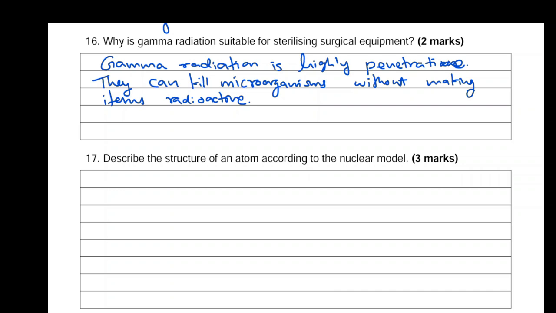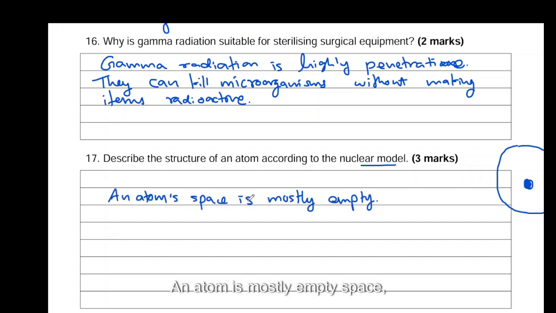Question number 17. Describe the structure of an atom according to the nuclear model. Now, this is Rutherford's model. So, what Rutherford and his students Geiger and Marsden found after using the alpha particle scattering experiment, or gold foil experiment, was that an atom consists of a tiny positively charged nucleus, and most of the atom's mass is concentrated in that, and it is extremely small compared to the size of the atom, something to that effect. So let's write this down.